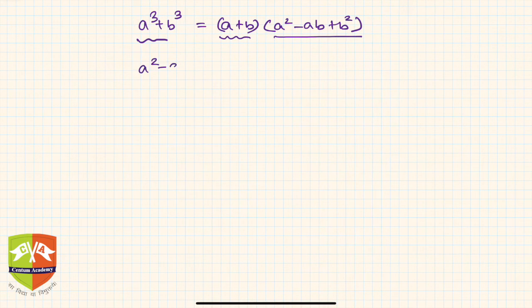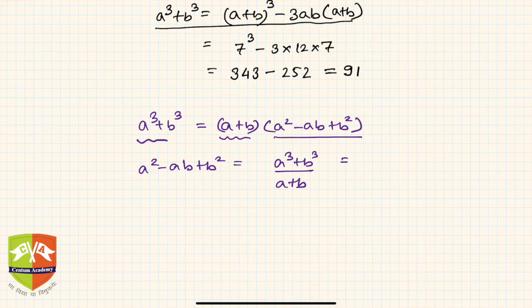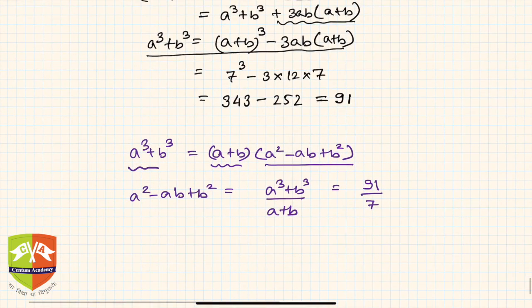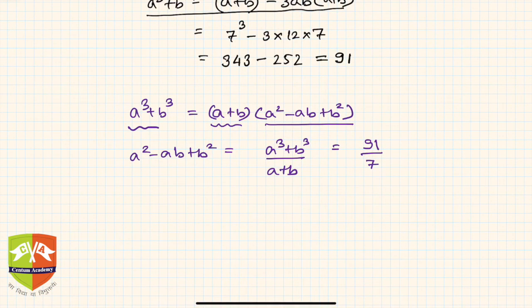So what is it? a square minus ab plus b square would be nothing but a cube plus b cube divided by a plus b, isn't it? And what was a cube plus b cube? If you see in the previous part, we found out a cube plus b cube was 91 and a plus b was given to be equal to 7, right? a plus b was 7. So hence, what is it? a cube plus b cube divided by a plus b, which will be equal to nothing but 13, right? So 13 is the answer. 13 is the value of a square minus ab plus b square.